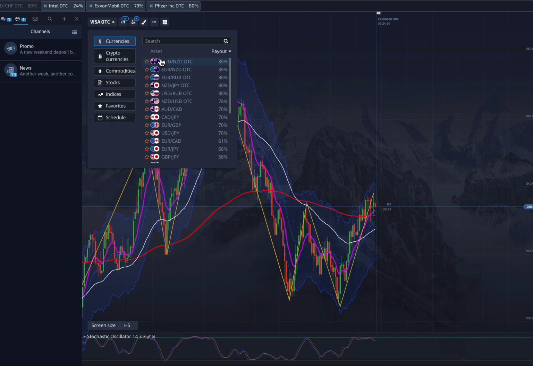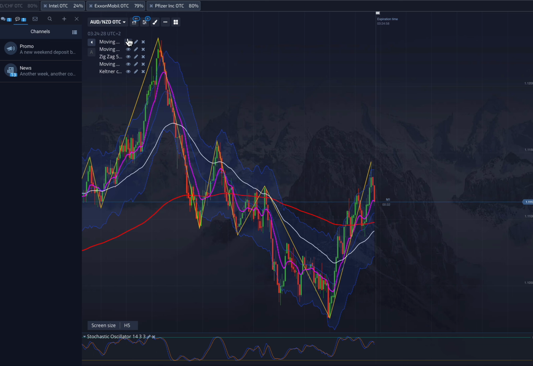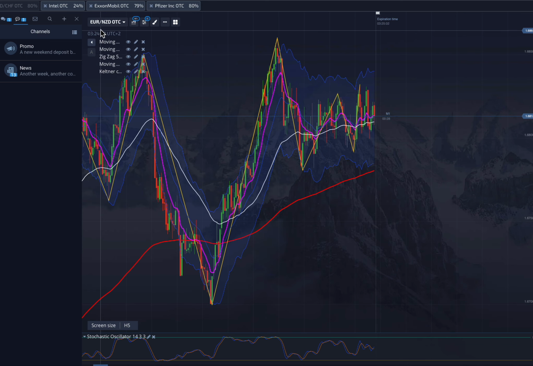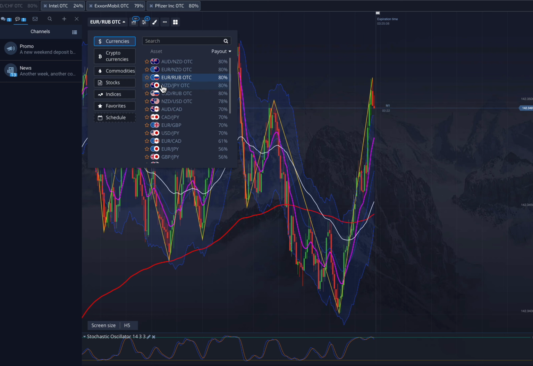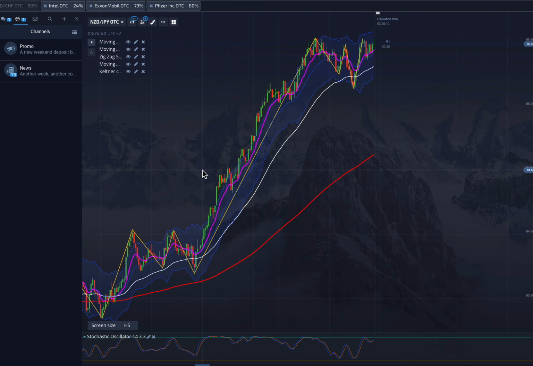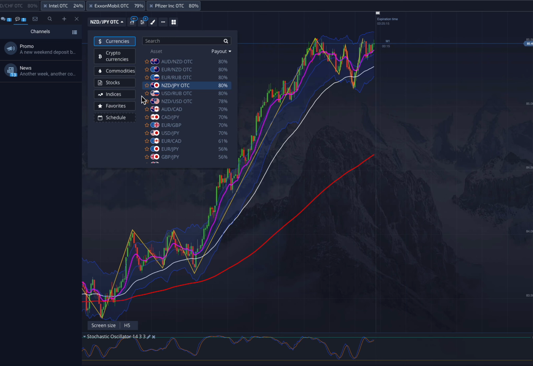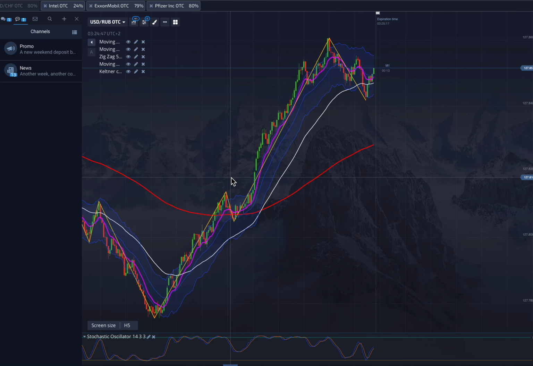Let's go into currencies to see what's happening in currencies. As I said, guys, it's not always on the stocks. It can be on currencies, OTC. You just gotta find a setup that you like and work with it. This looks like a nice setup.